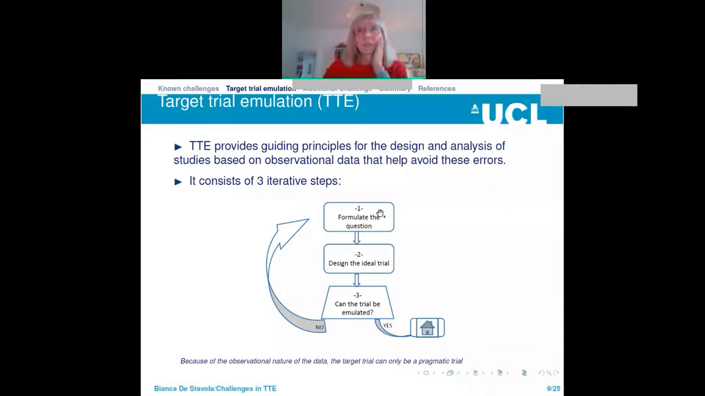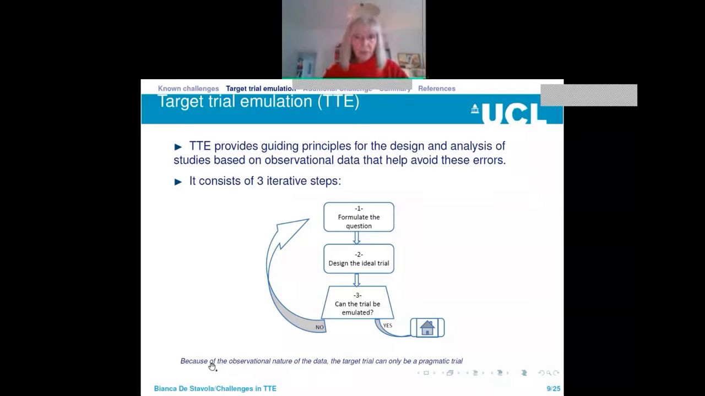The first is to formulate the question. That is, does HRT increase cardiovascular disease? Then you imagine you had the money and no ethical constraints, and you design your ideal trial. Then you compare your ideal trial with the data that you have and see, can I actually emulate that trial, as I will describe in a moment? Can I use the same principles in extracting information from my databases? If the answer is no, you need to change the question. I'll give you an example to see how this may happen. Finally, you may find, yes, I can emulate the trial, and you're home, you can then proceed.